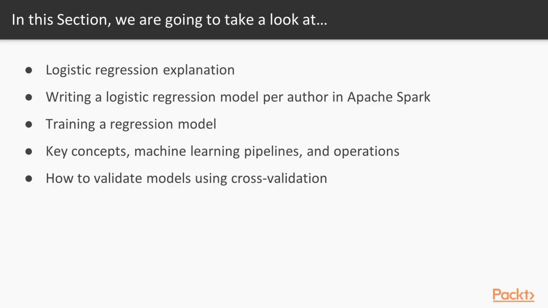Firstly, there will be an explanation of logistic regression. This is one of the simplest but yet most useful algorithms for performing machine learning. We'll be writing a logistic regression model per author in Apache Spark. So we'll see how it will behave. So we'll be training our regression model.